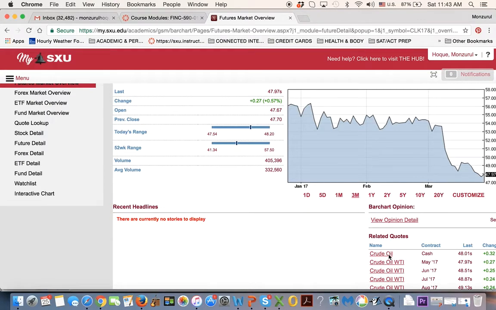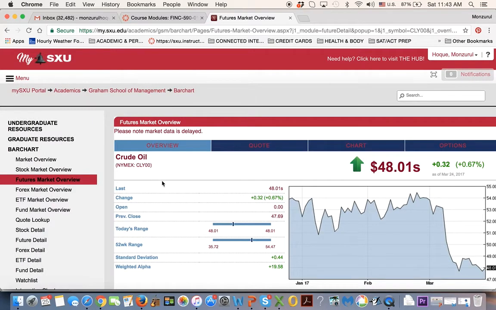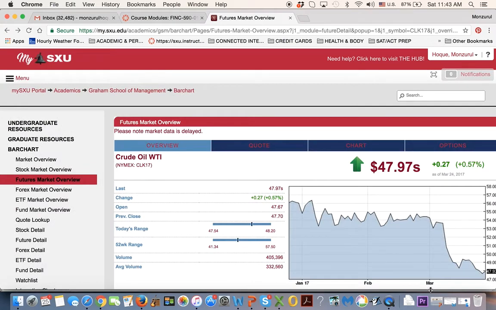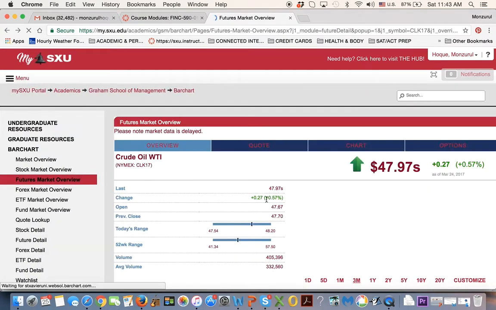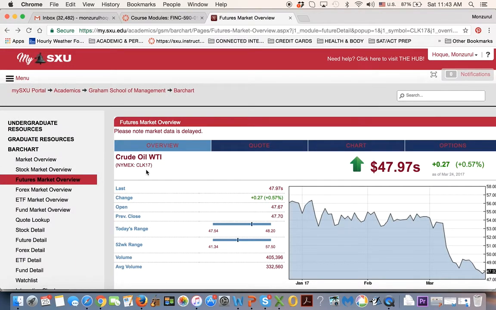So crude oil, when I do crude oil cash, you see it says here CLY00. So note that down. And then when I go back to the page, and then I see here crude oil WTI, and then again the index is CLK17. So again, remember those, note that down, and then go to the chart page.